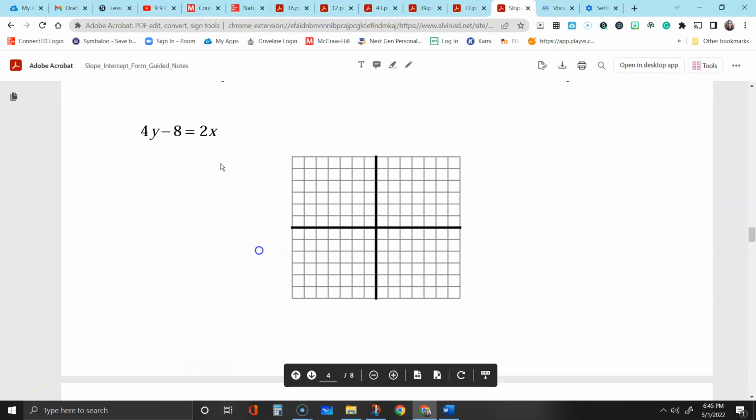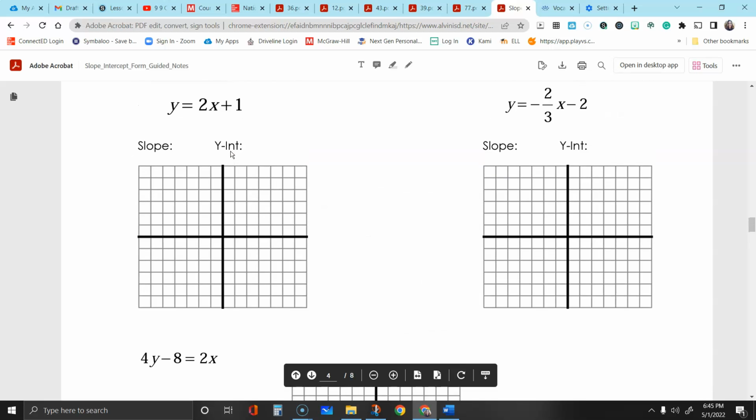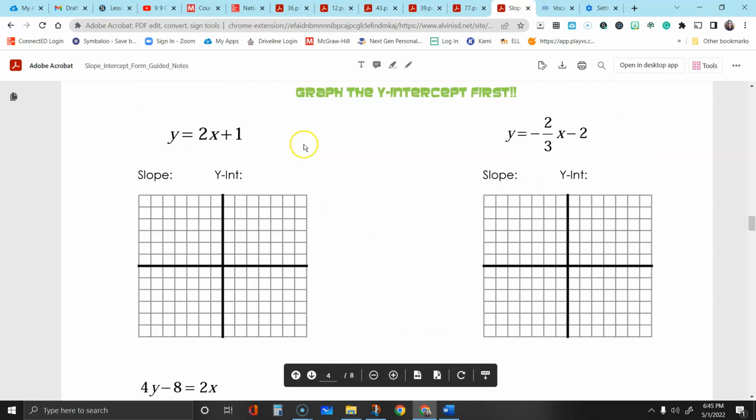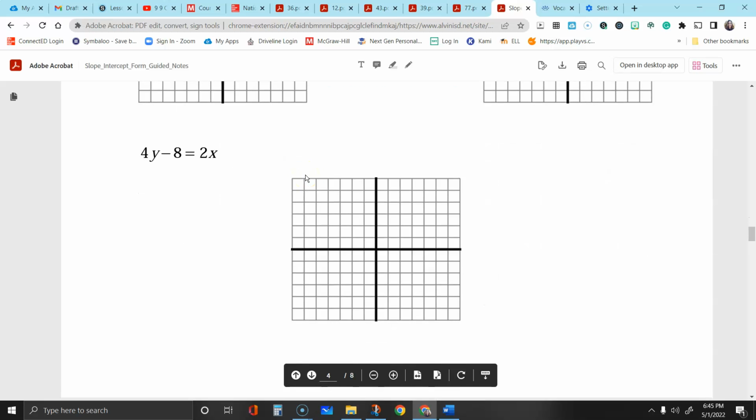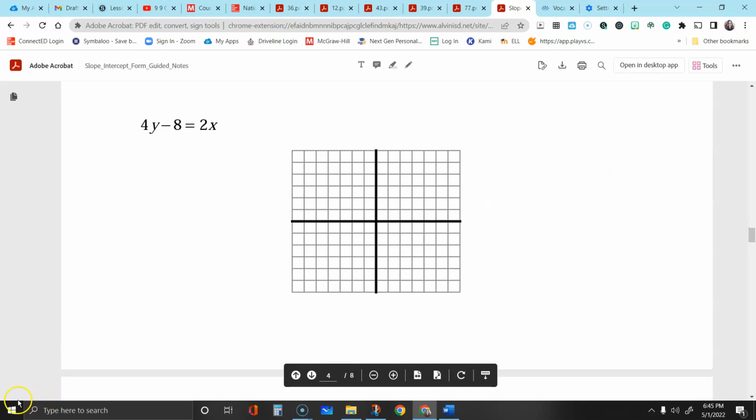Our last one. Okay, so now we're going to graph one that is not in slope-intercept form. This one is already in it for us. This one is not. So we have to adjust it and write it in slope-intercept form. So we want the y by itself. So we need to move this 4 and -8. So draw the line down your equal sign. We're going to move the 8 first. Let's add 8 and then add 8.